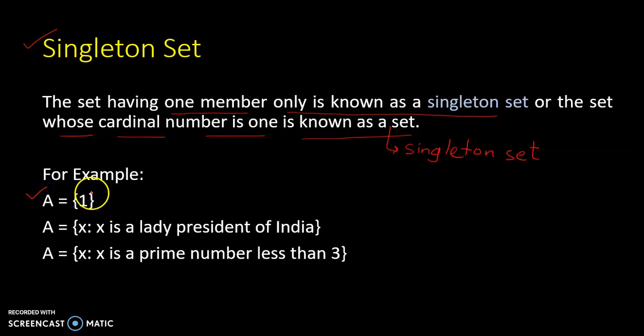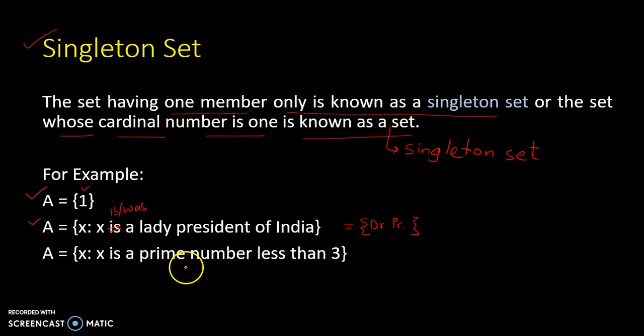If you see the first example, there is only one member in this set, which is 1, so it is a singleton set. If you see the second example, A is equal to {x : x is a lady president of India}. You can also write it as is and or was a lady president of India. So we understand there was only one lady president in India, Pratibha Devisingh Patil. So that becomes again a singleton set, because in this set A there is only one member, Dr. Pratibha Devisingh Patil. That is only one element in this set. That's why it becomes a singleton set.